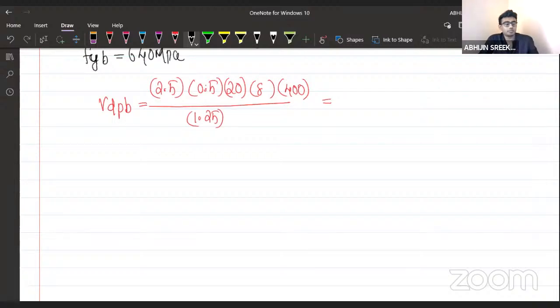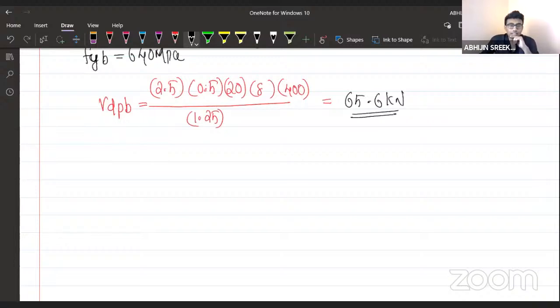What is the answer here? I need your answers, please. Yes, I'm going with Krishna's answer, 65.6 kilonewton. Fine. So this is the design bearing strength of the bolt.